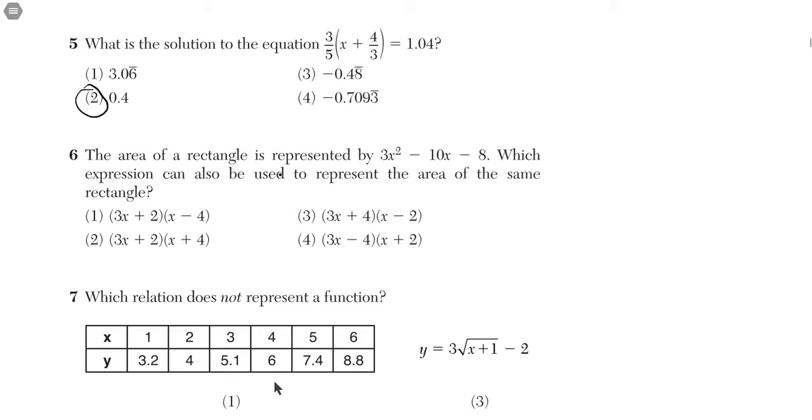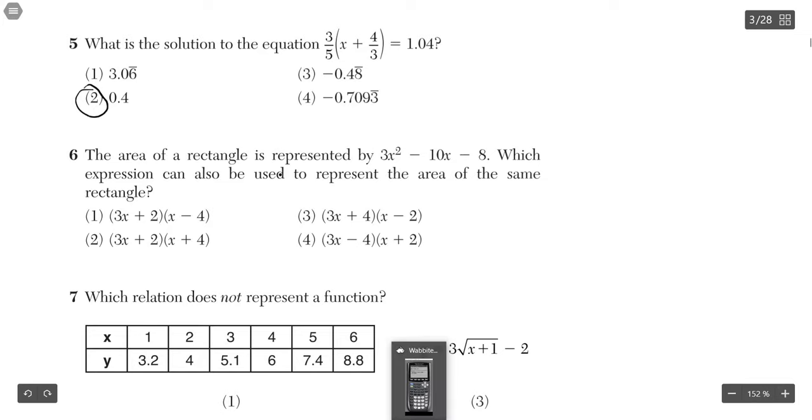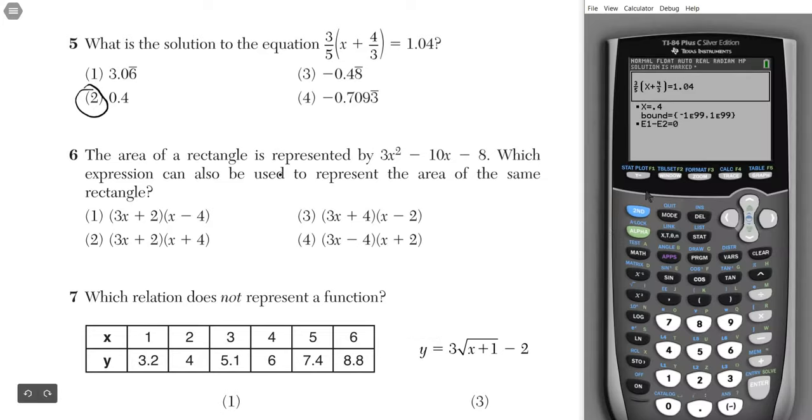So what you can do in this problem is you can FOIL each one of these out and see which one comes out to this. Or you can graph. Basically, you want to find which of these choices is equivalent to the expression in the question. So you can just graph the expression in the question, which is 3x squared minus 10x minus 8.